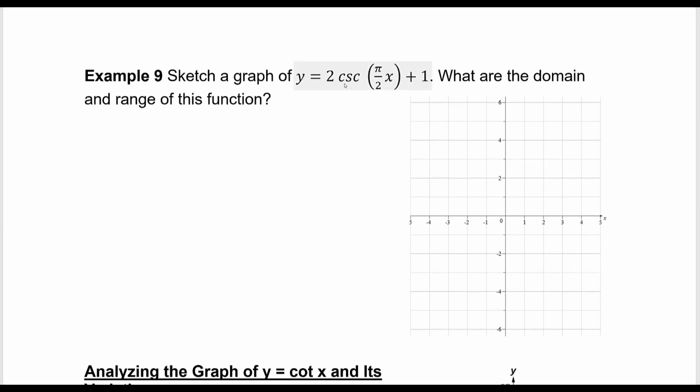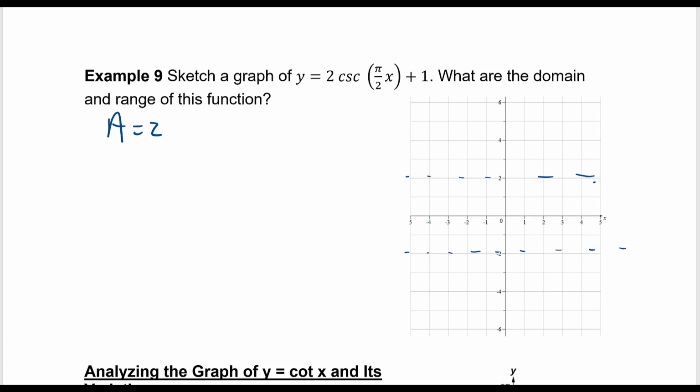Sketch the graph of y equals 2 cosecant of pi over 2 x plus 1. So we're going to get a vertical shift out of this. What are we going to have? So our amplitude is going to be 2. So that means 2 and negative 2 are going to be some important values, going up to negative 2 down to 2.